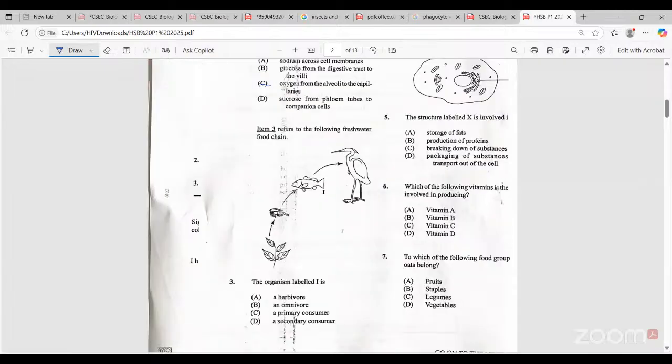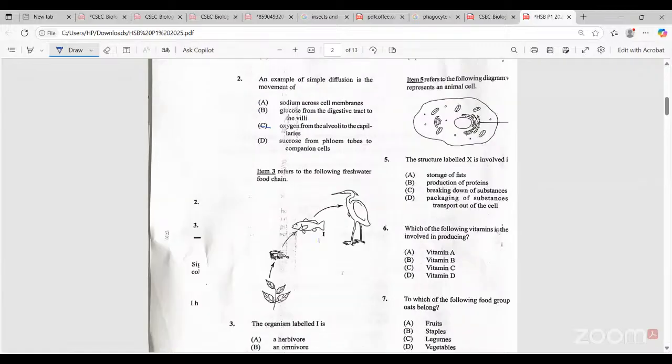Question 3 refers to the following fresh water food chain, right? And the question says the organism labeled I is, and I is this little guy right here. So this will be a secondary consumer since this is a producer, then primary, secondary, right?